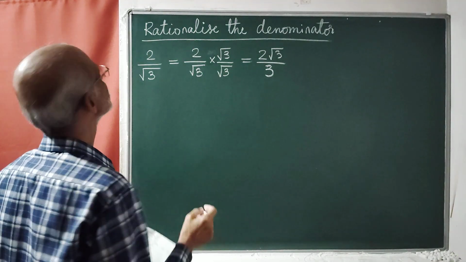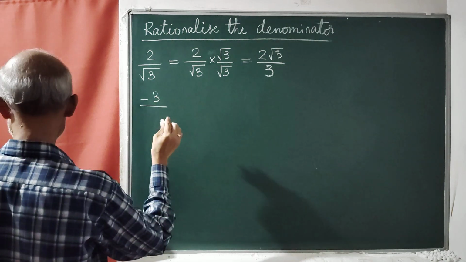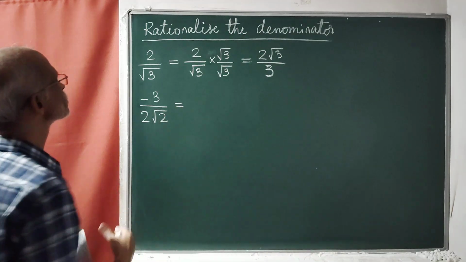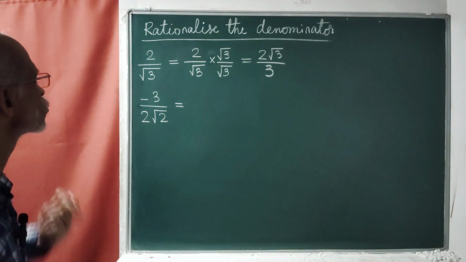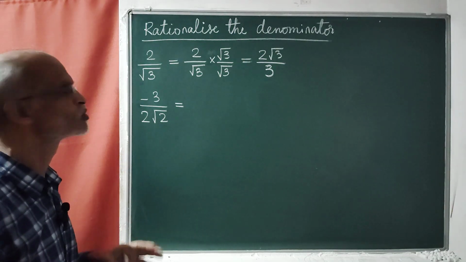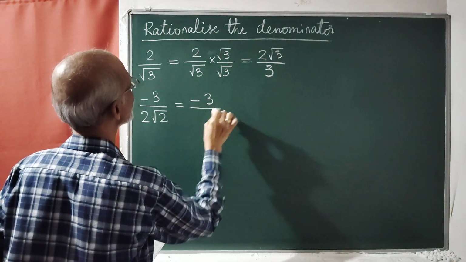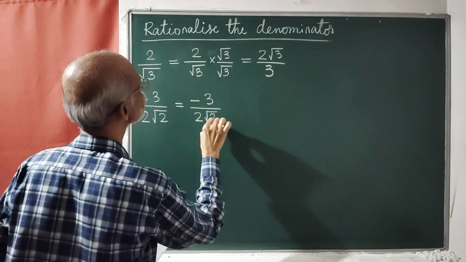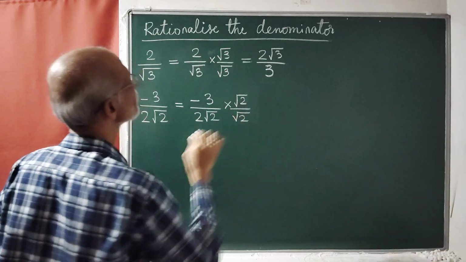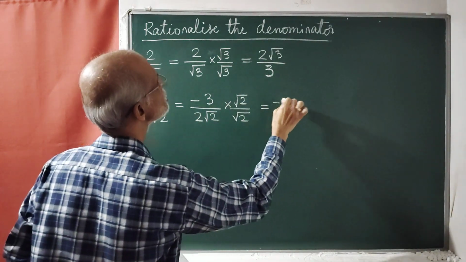Suppose I have got minus 3 by 2 root 2. I want to remove this root symbol. So what will I do? I will multiply the numerator and the denominator by just root 2. So you can see here, I will get minus 3 root 2.